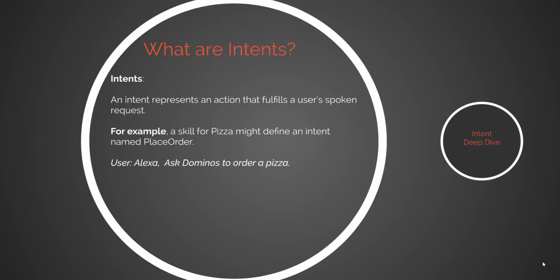An intent represents an action that fulfills a user's spoken request. For example, a skill for pizza might define an intent named place order. When the user asks Domino's to order a pizza, it's the intent that actually takes the user's spoken request and does something actionable like place that order, which really means communicate with the back end or linked accounts and then to begin fulfilling a specific request.